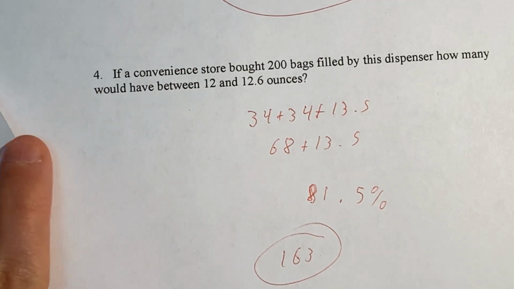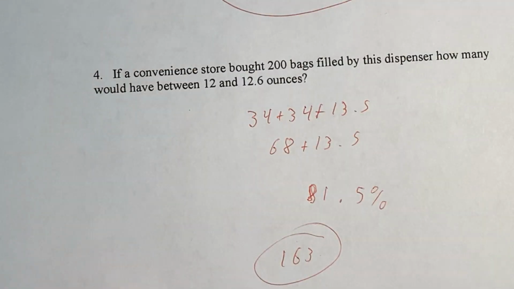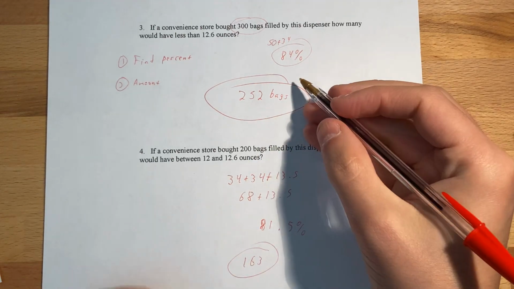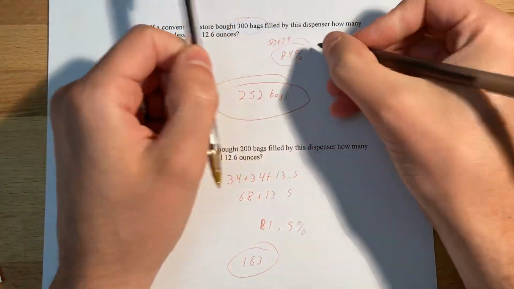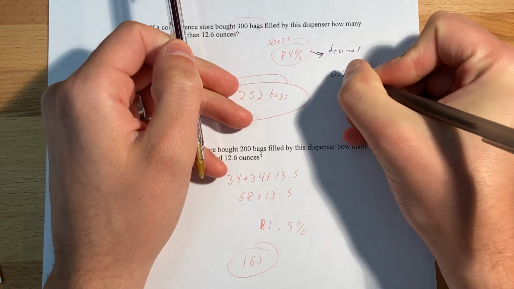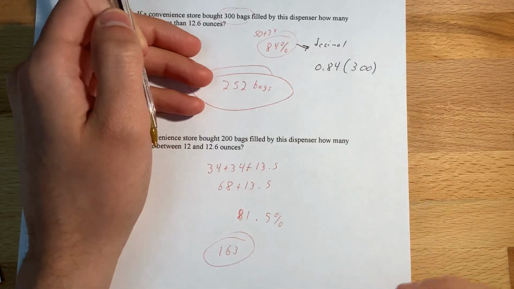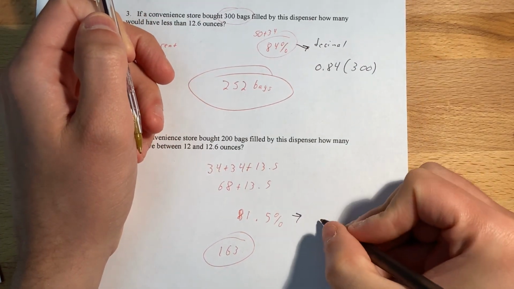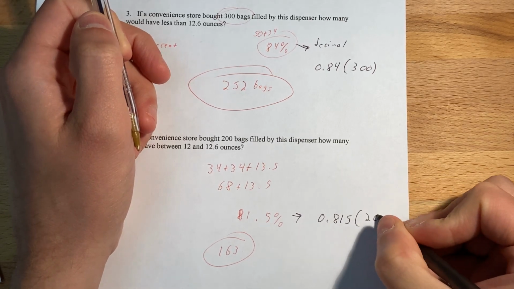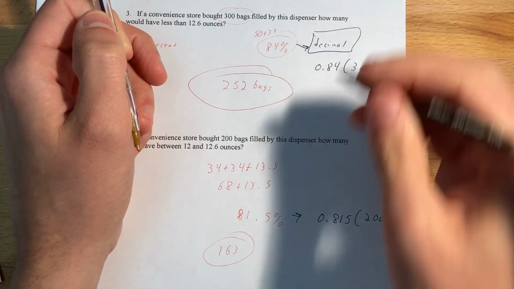Once again, those first two questions were just finding the percent if it asks for a percent. But then if it's giving you a total, you have to find the percent and then also multiply. So make sure you are changing it to a decimal when you multiply. So the decimal would be 0.84, and then you multiply it by 300. Or in this one, when it was 81.5, you have to change it to 0.815 and then multiply it by the total. But it does have to be the decimal.